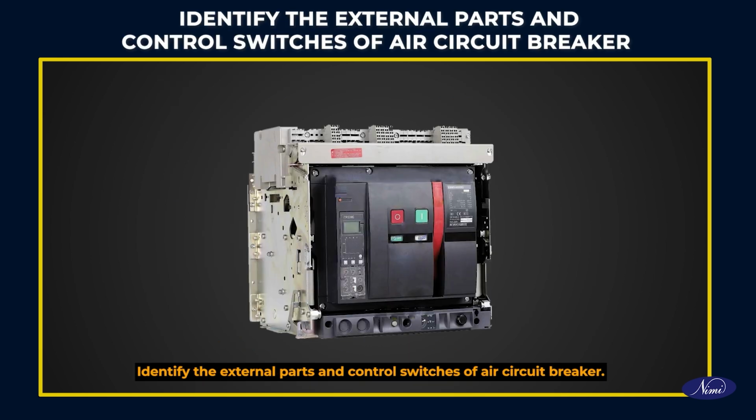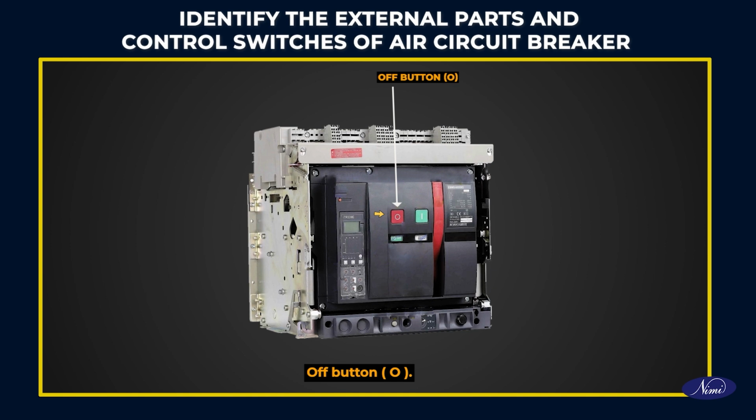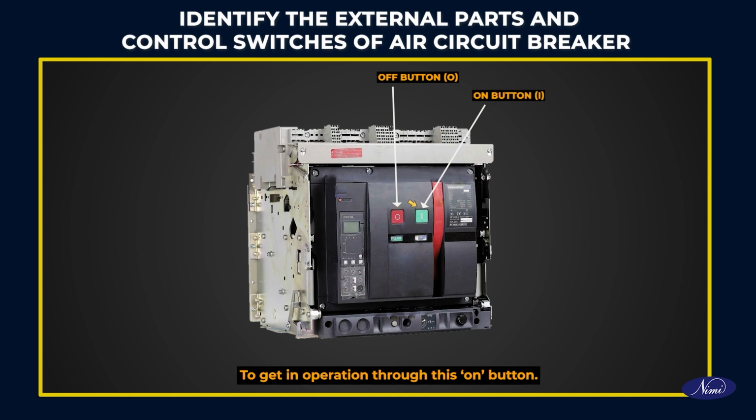Identify the external parts and control switches of the air circuit breaker. Read and verify the specifications of the air circuit breaker. Identify the external parts of the air circuit breaker. Off button: O. Operations can be switched off through this button. On button: I. To get in operation through this on button.